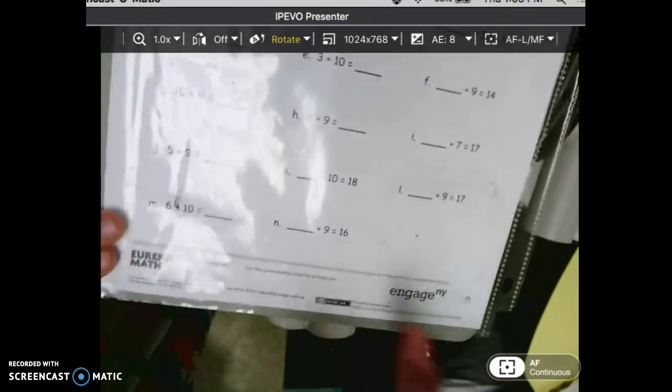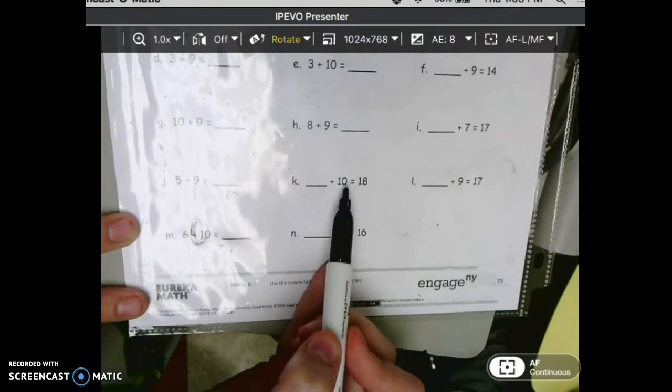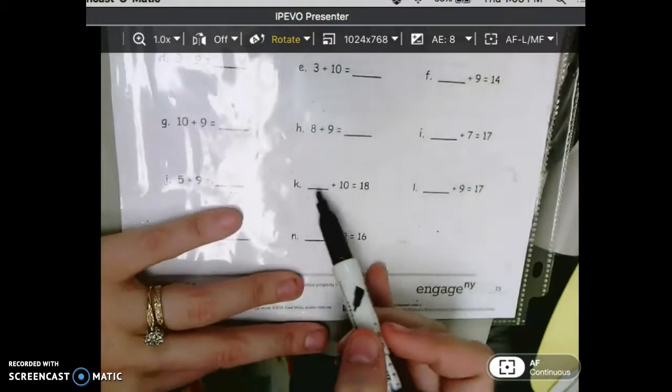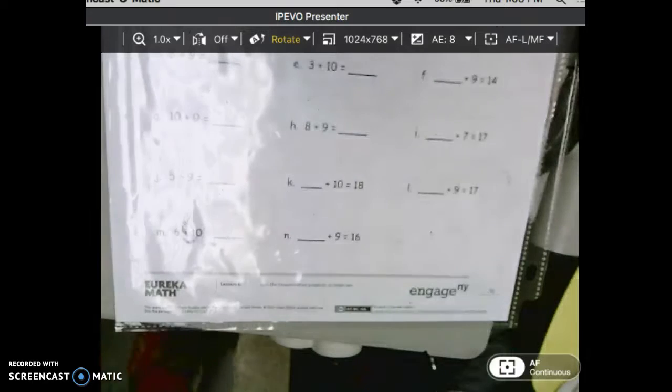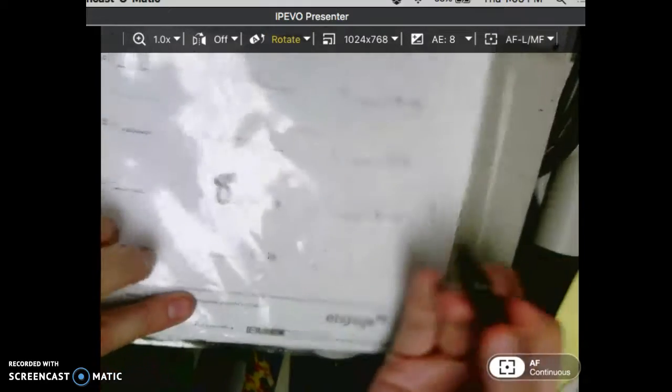But look at this, friends. Look at this. It says blank plus 10 equals 18. Do I add 10 and 18? No. I have to figure out what plus 10 equals 18. What plus 10 equals 18? Let me see who can give me a laser for. Jaya. 8 plus 10.